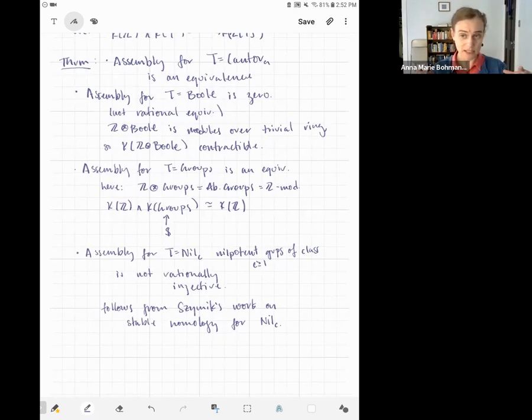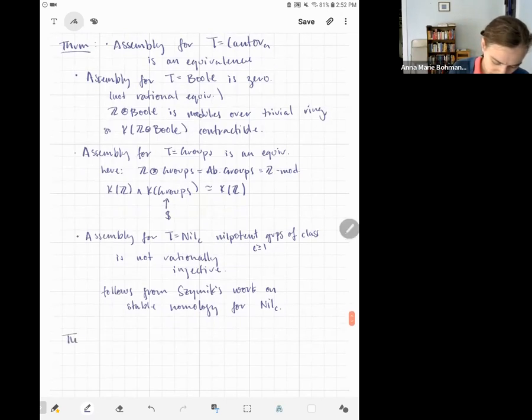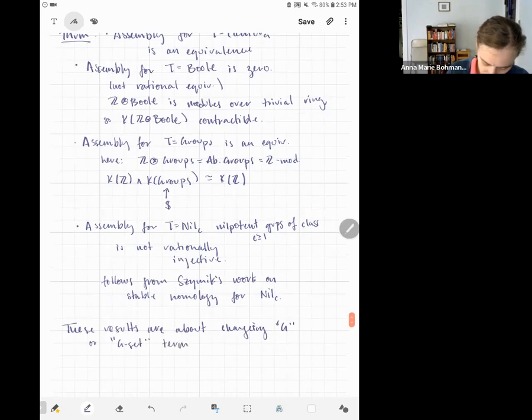happened to get them, what we did to get them is we said, let's take the part of Lawvere's assembly map that corresponds to my favorite group, and let's let that be a general Lawvere theory. So we're replacing our favorite group with our favorite Lawvere theory. So these results are about changing our group for a general Lawvere theory. So we're changing the G, or maybe the G-set factor in Lawvere's map, for a general Lawvere theory.